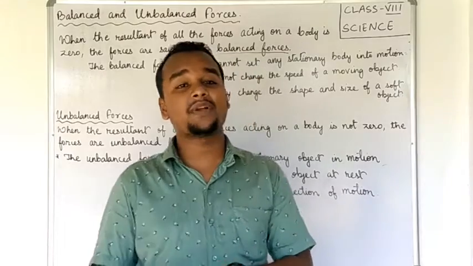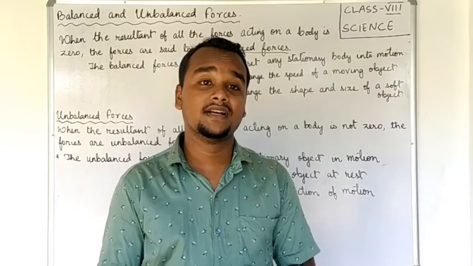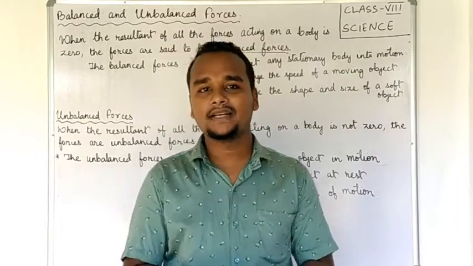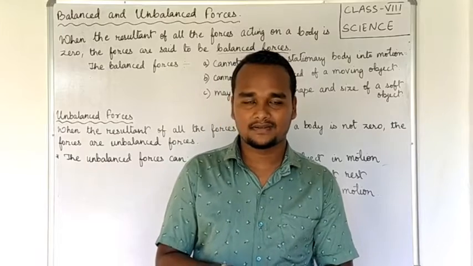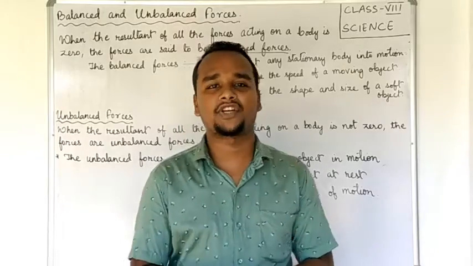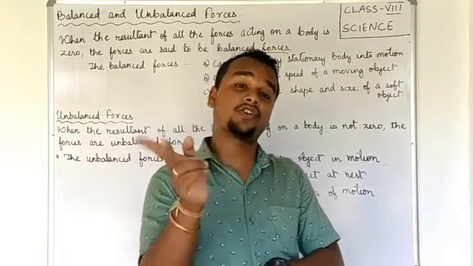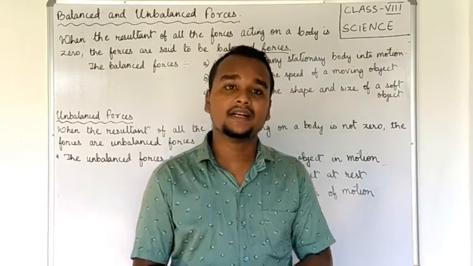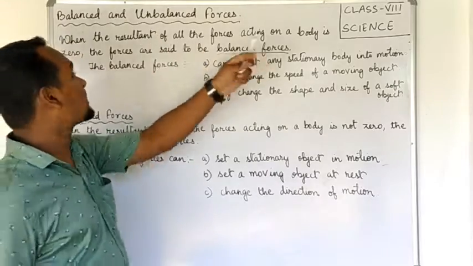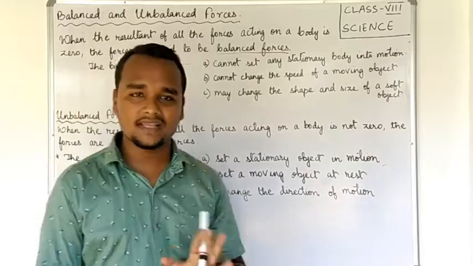Because in the previous example, what did I show you? In the first example, the resultant force was 110 Newton. In the second example, the resultant force was only what? It was 10 Newton. So how did the 10 Newton come? The 10 Newton came from the subtraction of the forces acting on that particular body, because the direction of the forces were opposite. So in a balanced force, when the resultant of all the forces acting on a body is zero, then only the forces are said to be balanced forces.